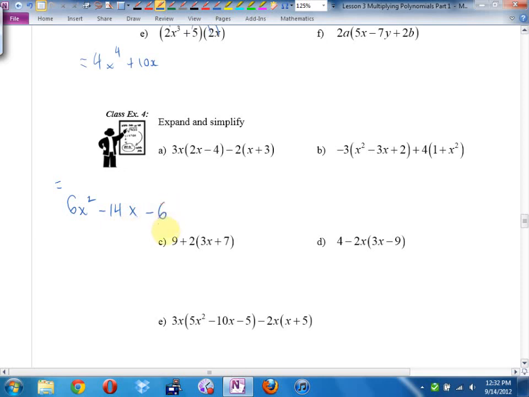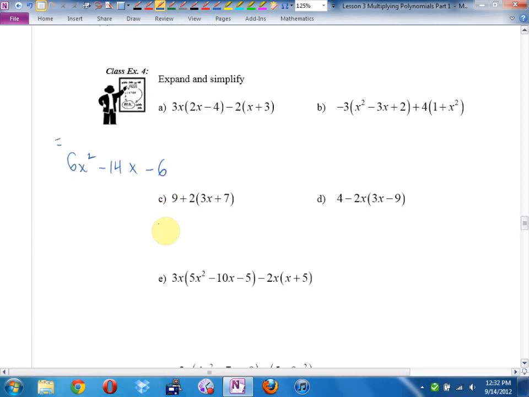I don't know. I did the whole thing in my head showing no work, so there's a good chance I may have got this wrong. A. Is that right? I could be wrong. I did the whole thing in my head. What about C, right? Is that okay? 6x squared minus 14x minus 6?